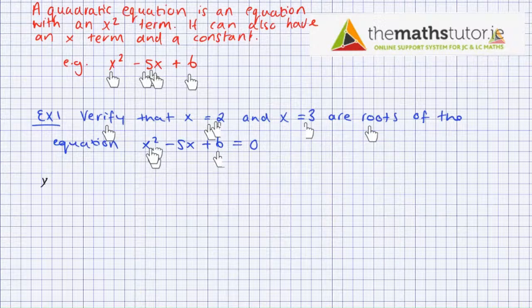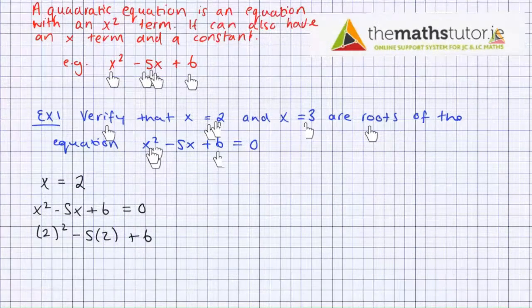For the first one, for x equals 2, I'm going to write out my equation, which is x squared minus 5x plus 6 equals 0. Anywhere I see x, I'm going to put in 2. So it's going to be 2 squared minus 5 by 2 plus 6. Now what we're trying to see is when you do all this out, does it equal 0? And if it does equal 0, then you've verified it. So 2 squared is 4. 4 take away 10 plus 6. Now you can plug that directly into the calculator, but 4 take away 10 is minus 6. Minus 6 plus 6, it does equal 0. So that's verified.